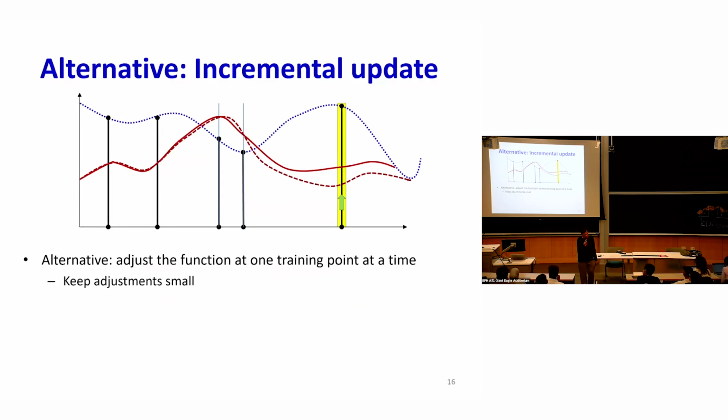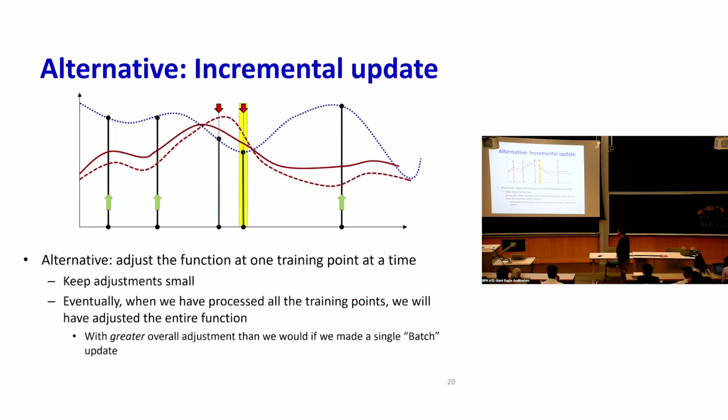You pick a location, you push it up a bit. Then you go to another location, push that up a bit. Then you come here, the function is overshot, you push it down a bit. And then pick yet another location, now the function is under-computing, push it up a bit. So one location at a time. You can just keep doing this. And eventually, you would have processed all of the training samples. And if you do this right, you can actually have adjusted the entire function with greater adjustment than if you've done a batch update, where you looked at the entire training data before you made a single update.